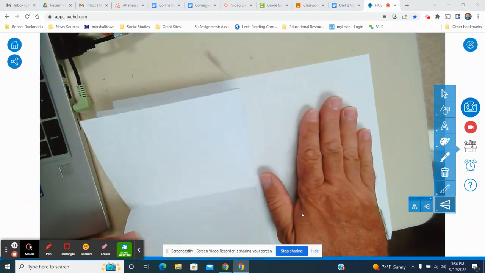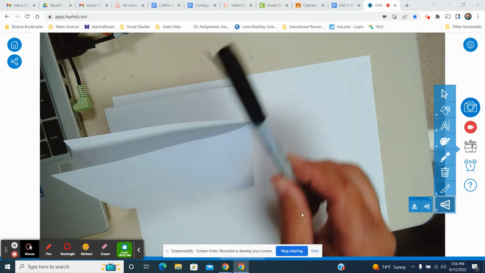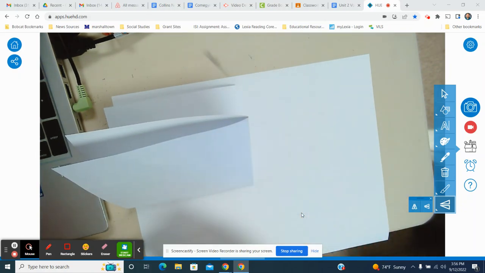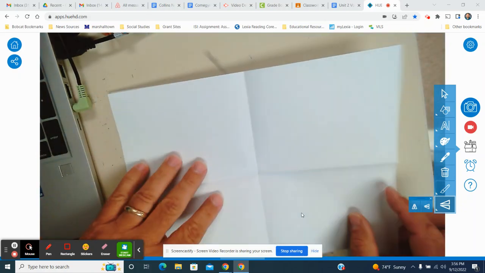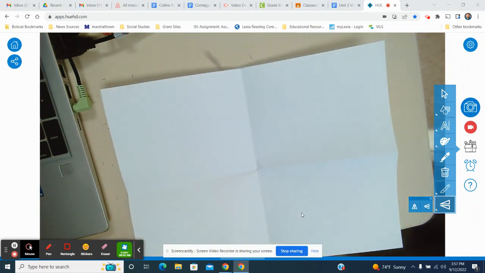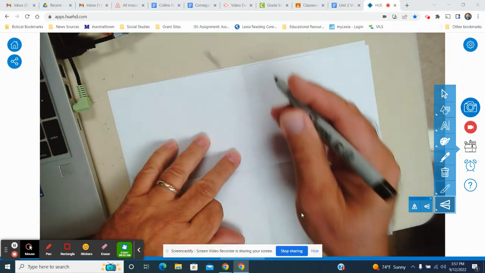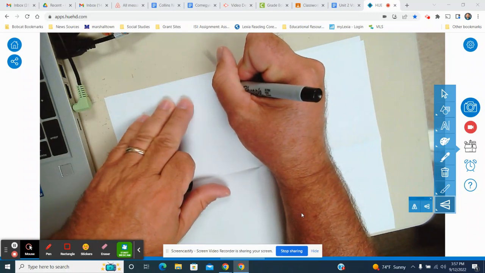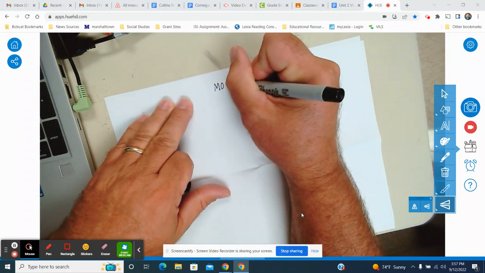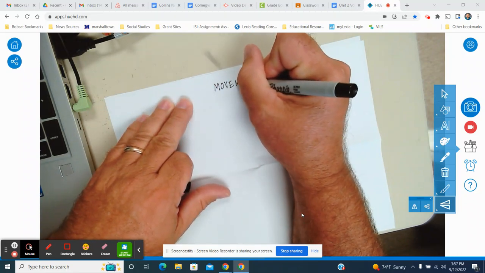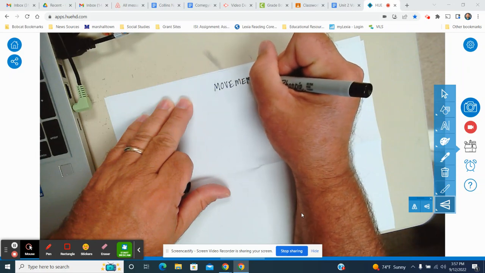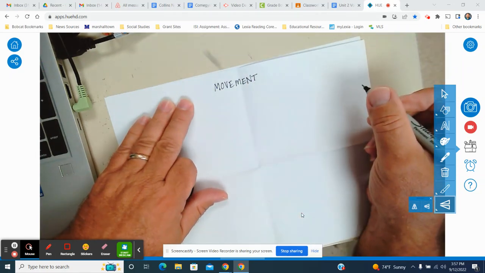And you see I've got a paper underneath here. I do that because I use a Sharpie and it bleeds through. So if you're not using a Sharpie, you ain't going to worry about it. Okay, let's start right in the middle. And we're going to start with our big word, the main word, which is the word movement.